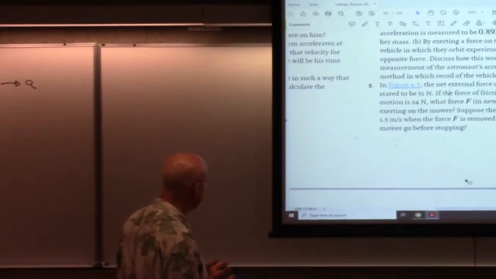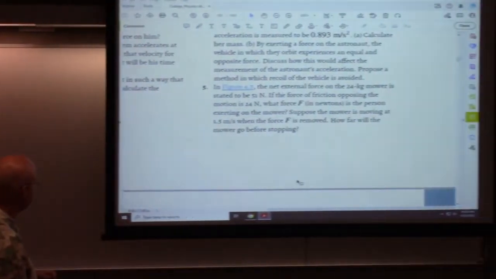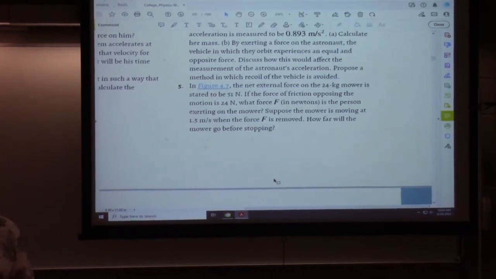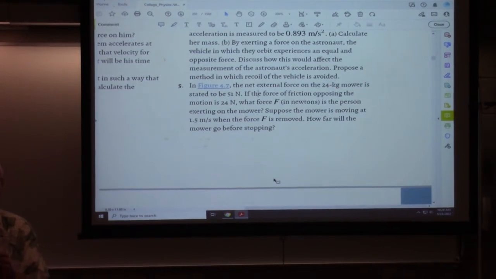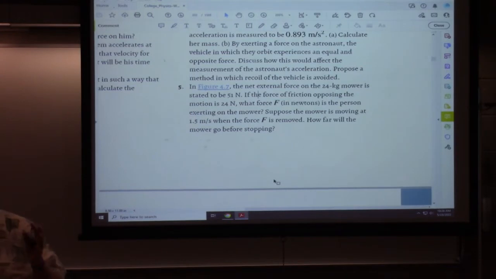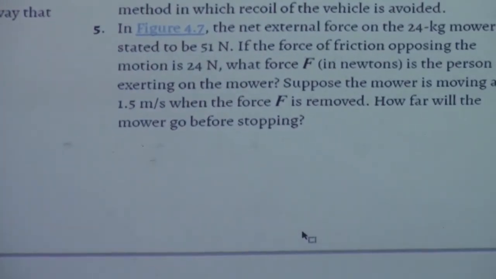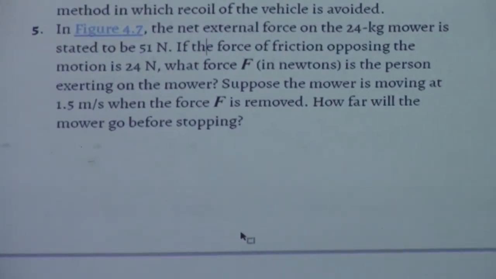Now it says, suppose the mower is moving at 1.5 meters per second when the force F is removed. Now, which one is removed? The human one. Again, it's back to my statement. Careful which force they're talking about. The one that is removed is the human. So you still have friction. So you still have a net force, is what I'm getting at. How far will the mower go before it comes to a stop?